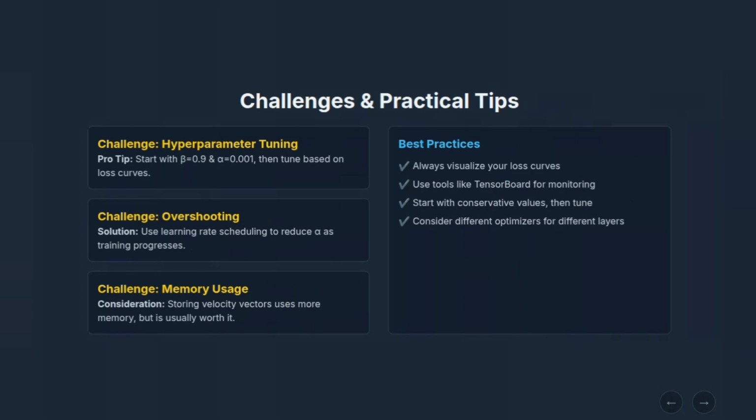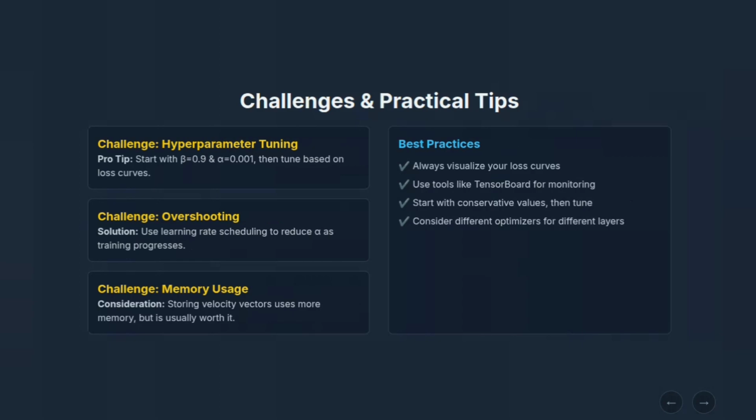Challenge 2. Momentum can cause overshooting, especially near the minimum. Solution: use learning rate scheduling. Reduce the learning rate as training progresses. Challenge 3. Momentum requires storing velocity vectors, increasing memory usage. For very large models, this can be significant, but the performance benefits usually justify the cost.